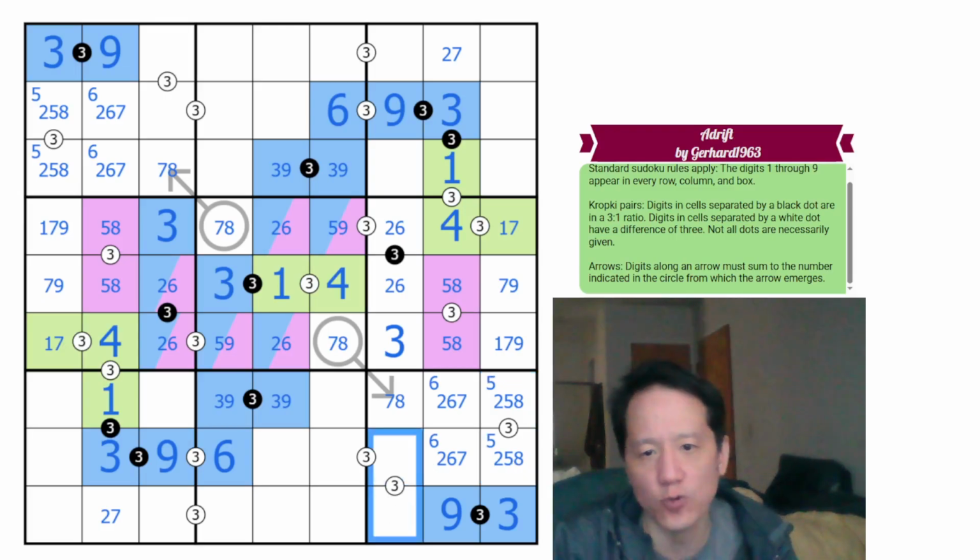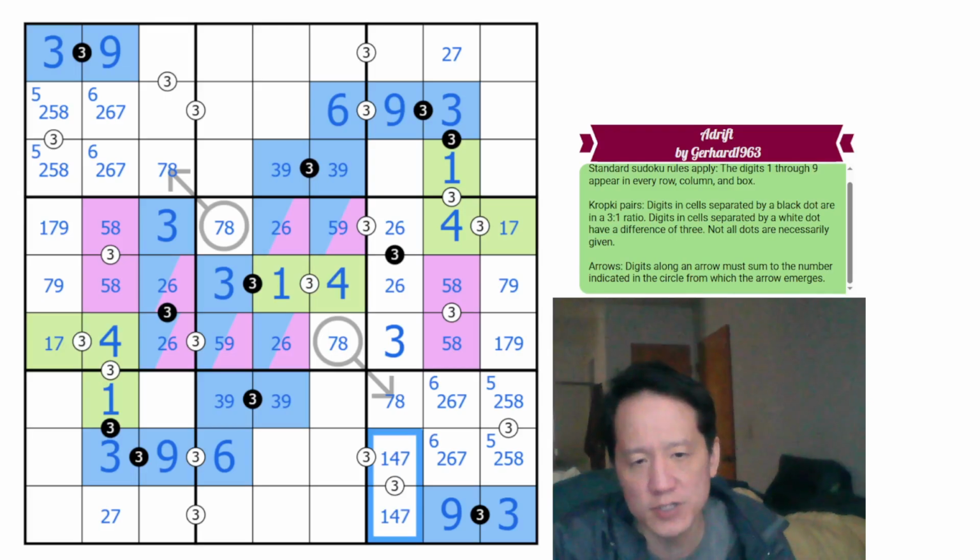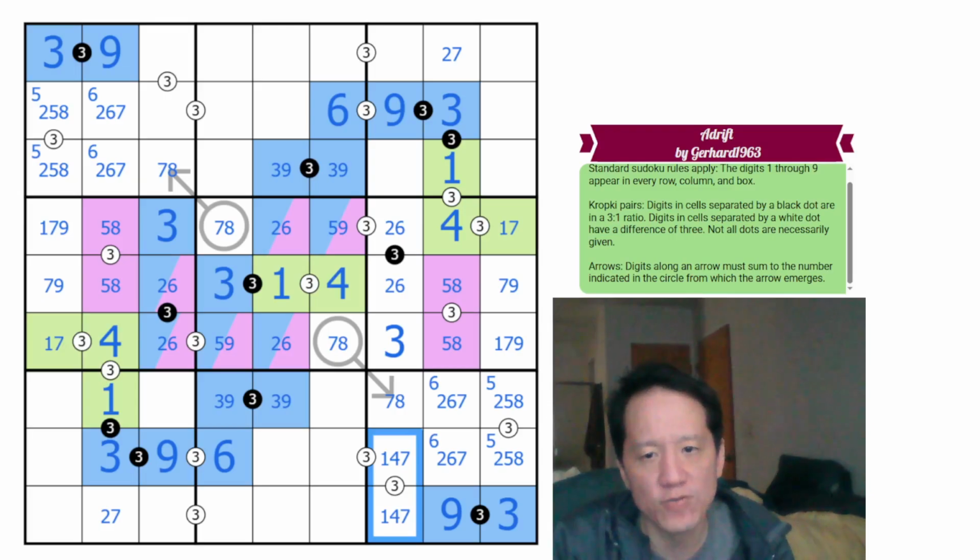This has to have a 4, so this is 4 with 1 or 7. So 4 has to be one of these, which makes this 1, 4, 7. So these are all green. These are pink. These are all green, and these are pink.